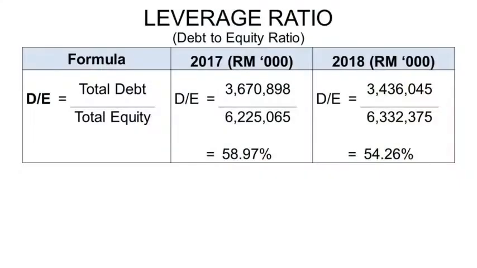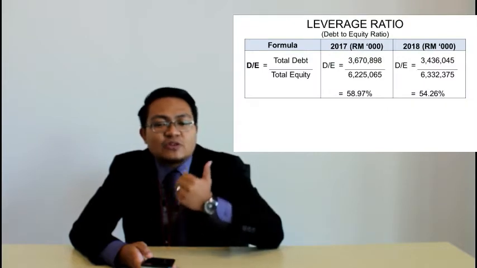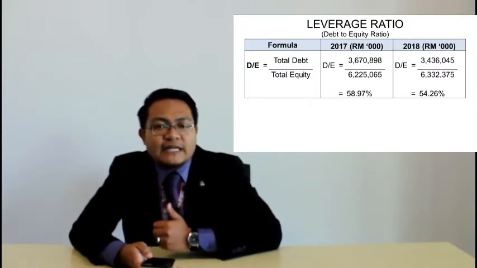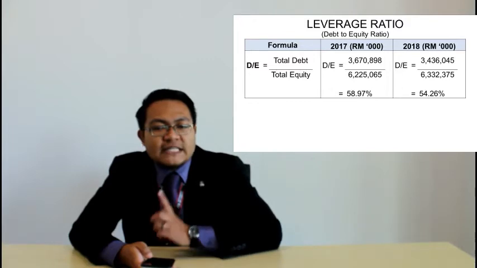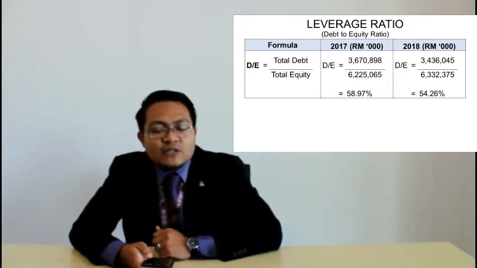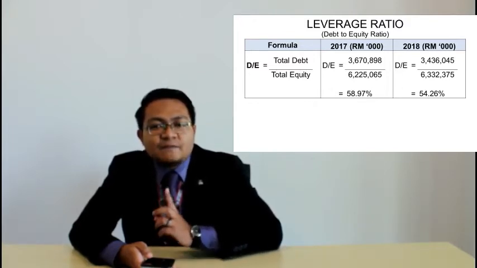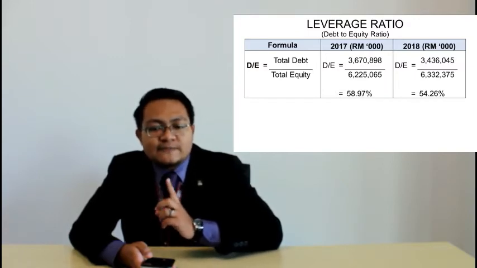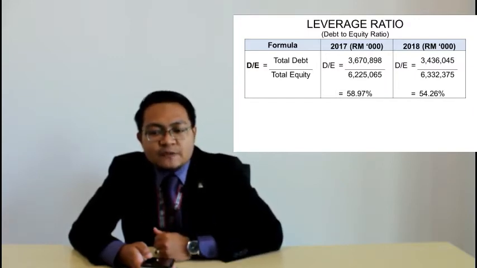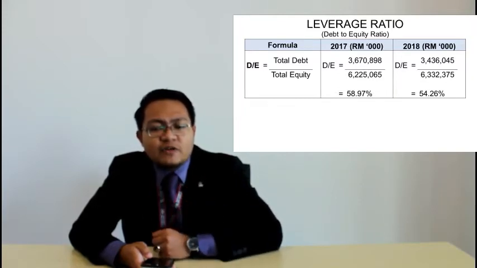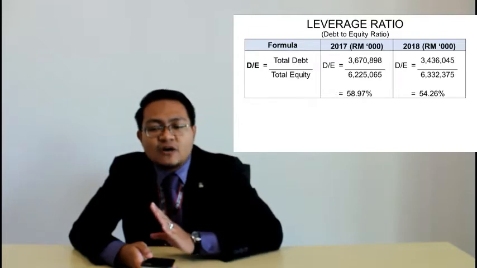Alright, so next, debt to equity ratio. Based on the calculation, in the year 2017, the total equity being funded by total debt is 58.97%, while in 2018, the total equity being funded by total debt is 54.26%. Based on the ratio, we can conclude that the company has earned more equity over the year since the percentage of depending on debt has reduced.